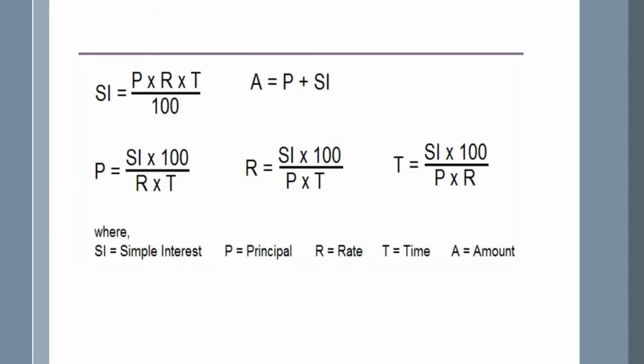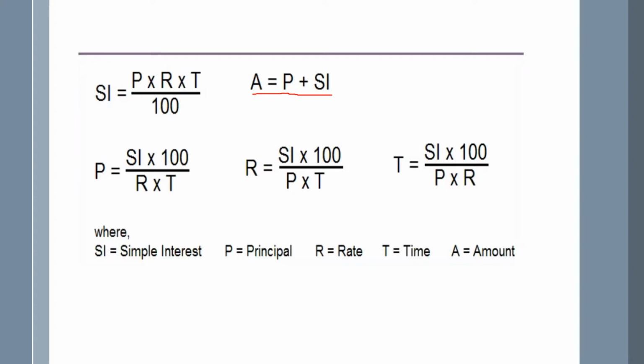Before starting, I would like to explain some formulas to you. That is P into R into T by 100. This is the formula of simple interest. And amount is the money that you get when you deposit some amount in the bank: the principal amount, and you will get interest on that. The total of both these two, principal and interest, is called amount. So amount is principal plus simple interest.